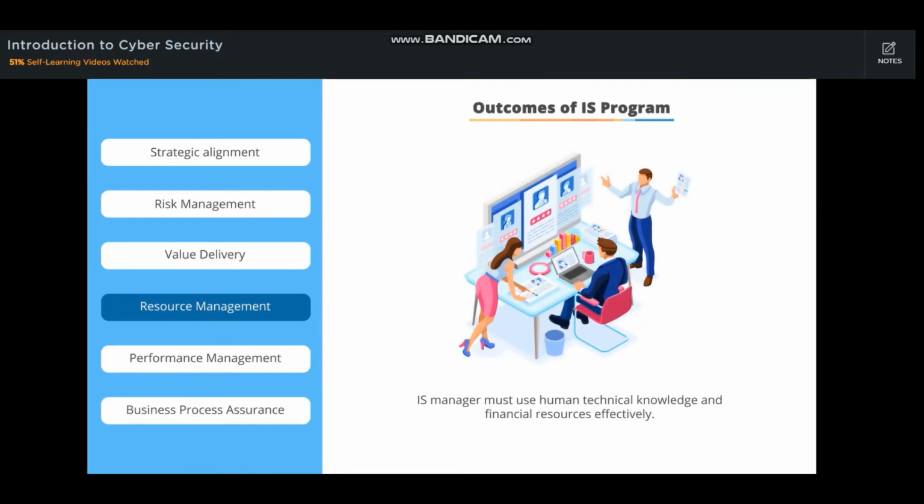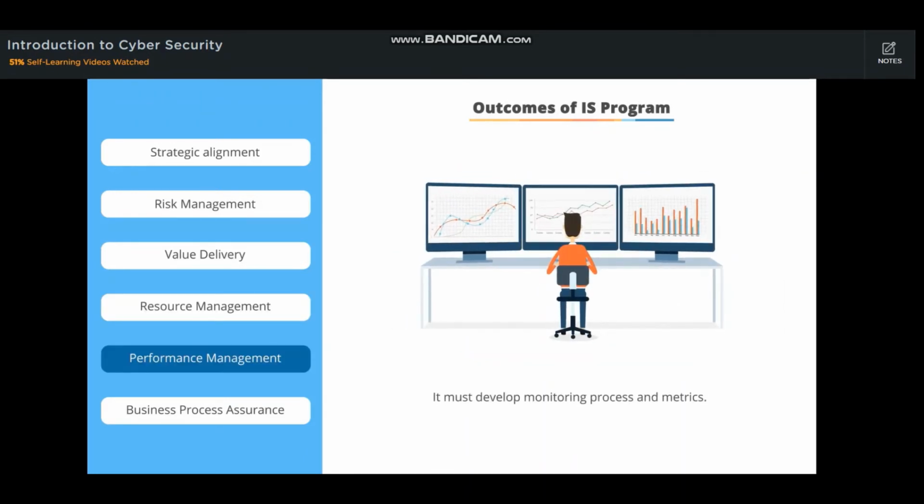Resource management. The Information Security Manager must use human, technical, knowledge, and financial resources effectively. Security practices and processes must be documented and must be consistent with standards and policies. Security architecture should be developed to define and utilize infrastructures to achieve security objectives efficiently. Performance management must develop monitoring processes and metrics to provide reporting on effectiveness of information security processes and controls. The Information Security Manager should also seek independent assurance from external assessments as well as internal and external audit activities.